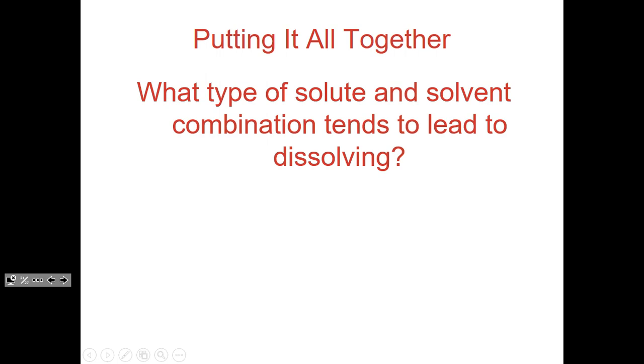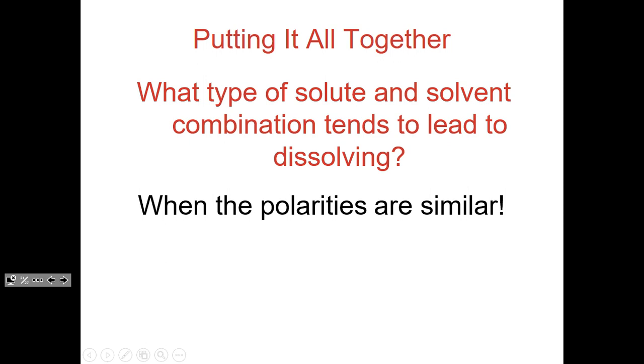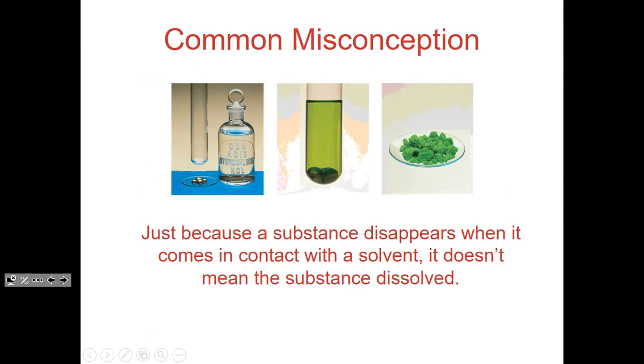So what type of solute and solvent combination tends to lead to this? Well, when your polarities are similar, 3 is typically comparable to 1 and 2. And that's where we get the term like dissolves like, which we're going to talk more about in our next set of notes. Now, before we get off of dissolving, I want to talk about one common misconception.